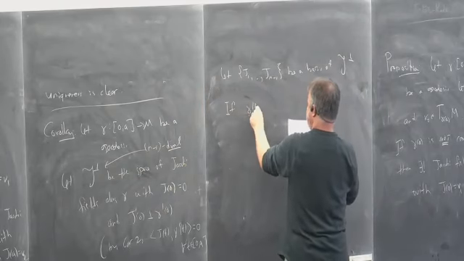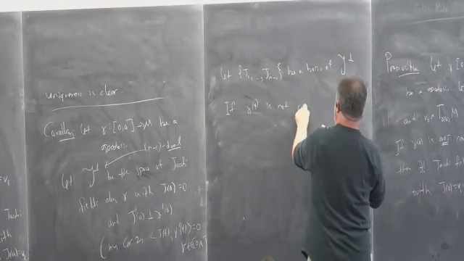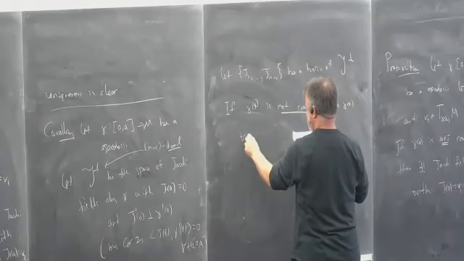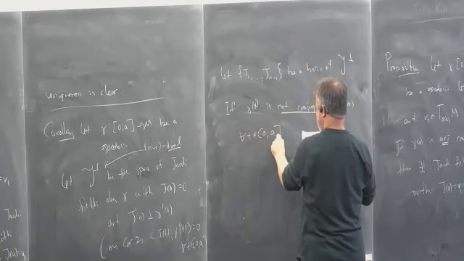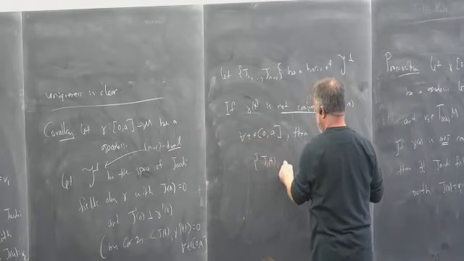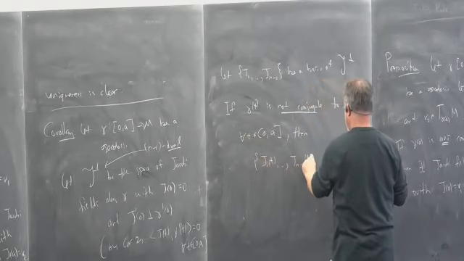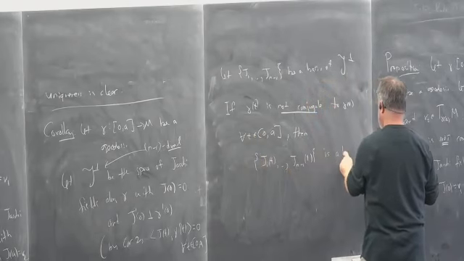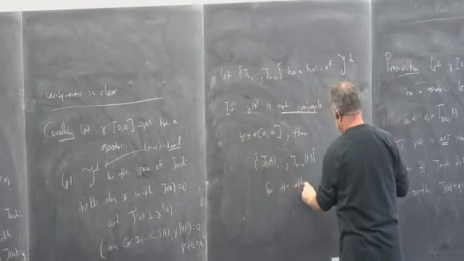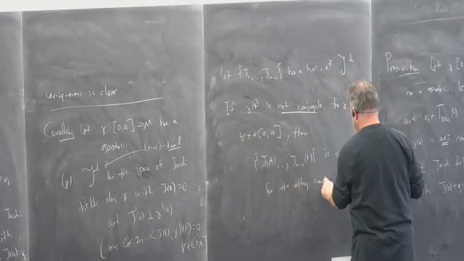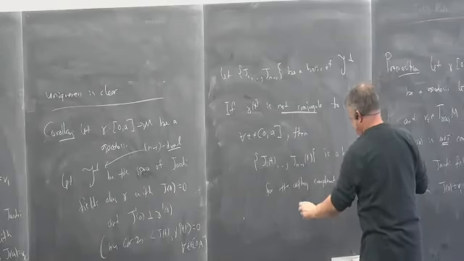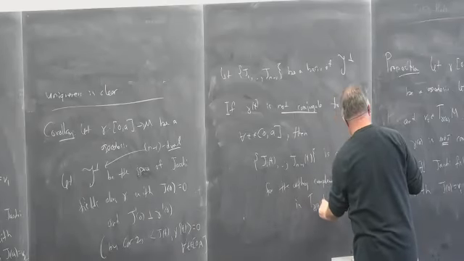Then if gamma of t is not conjugate to gamma of 0 for all t in 0 up to A, then J1 of t up to Jn minus 1 of t is a basis for the orthogonal complement of gamma prime of t in T gamma of t of M.